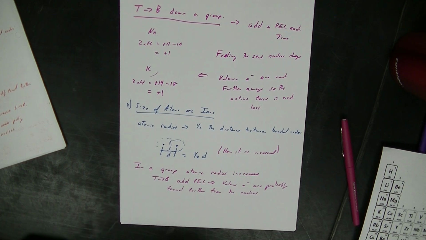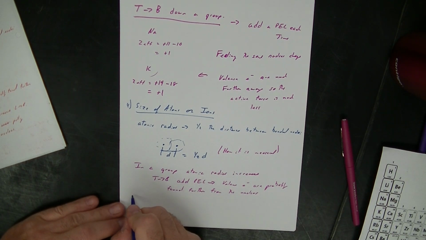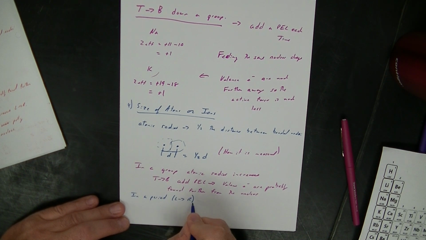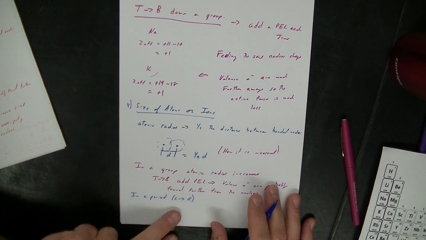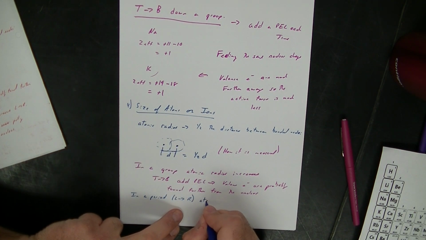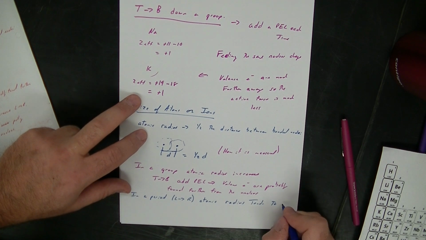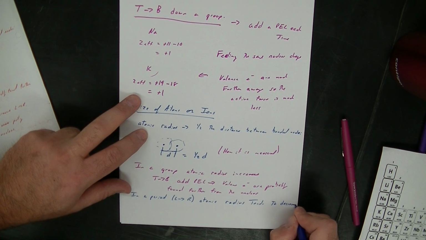In a period going left to right, the atomic radius tends to decrease. It's not perfect.